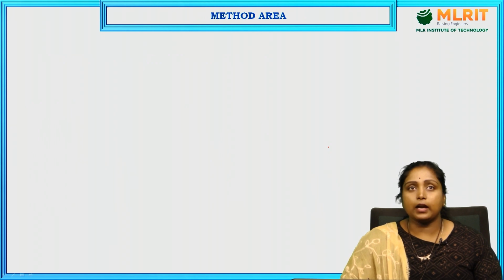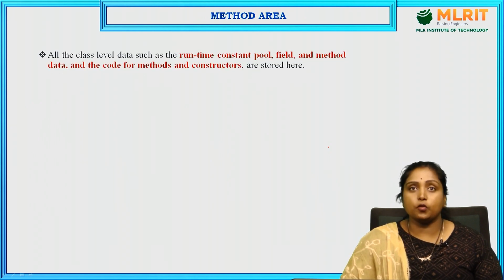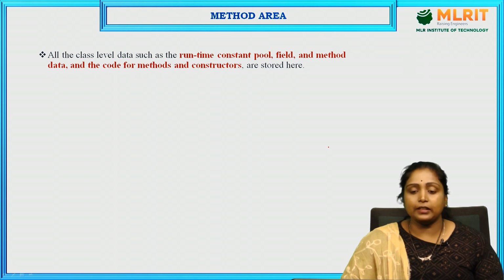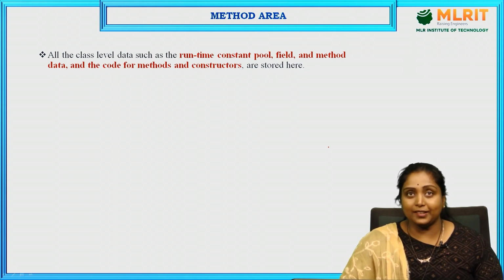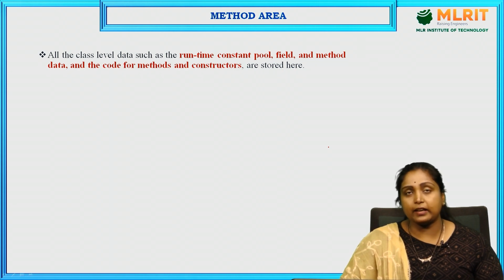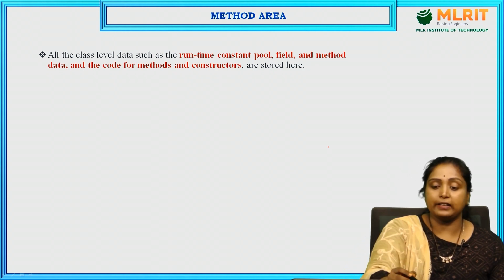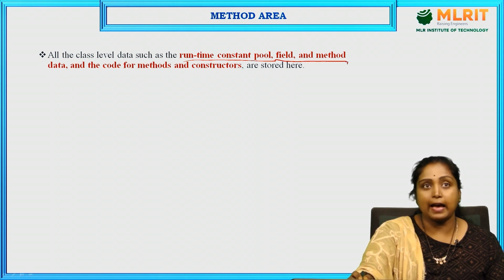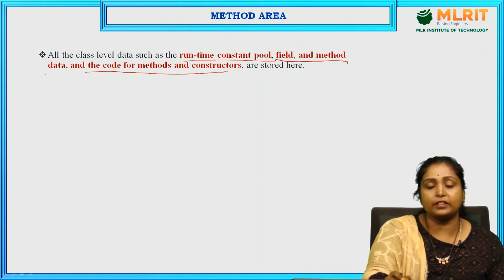Okay, coming to the method area. What is stored here? The runtime constant pool, fields and method data, the code of methods and the constructors, everything is stored in the method area. We use this area completely for storage. Here it will store the runtime constant pool, fields as well as method data and the code of the methods and constructors.